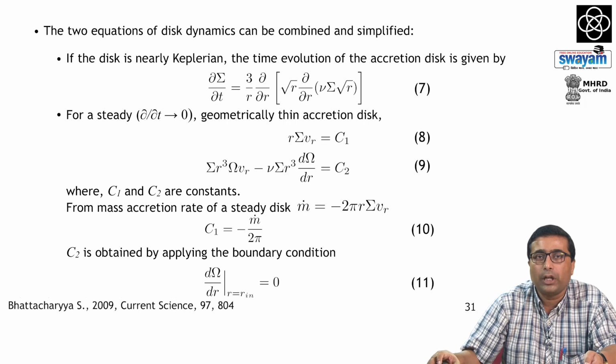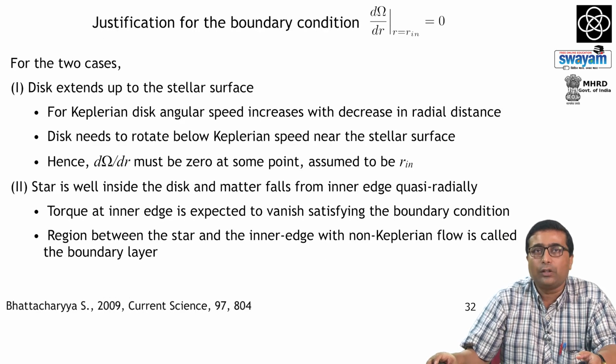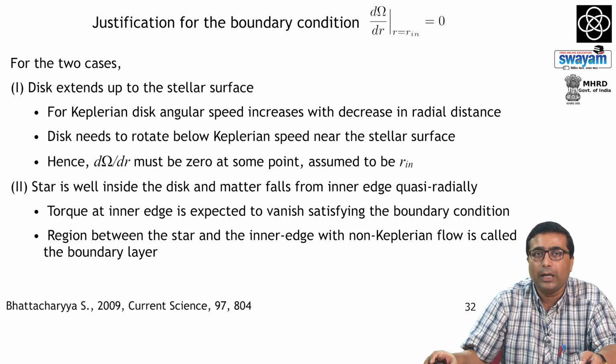So, we have derived one constant of integration, that is C1, in terms of an observable, that is the mass accretion rate. In order to calculate the other constant of integration, that is C2, we consider a boundary condition, that is d omega/dr at r equal to r_in, that is at the disk inner edge, equal to 0. Let us now justify this boundary condition for the following two cases. The two cases are when the disk is extended up to the stellar surface and when the star is well inside the disk and the matter falls from the disk inner edge towards the star quasi radially.